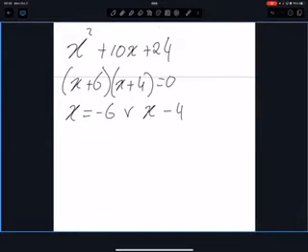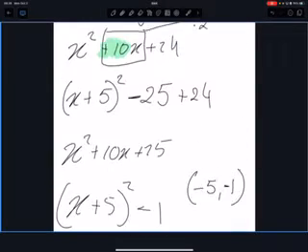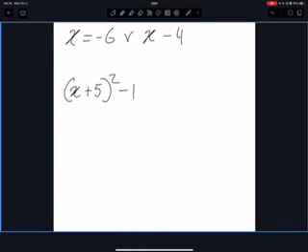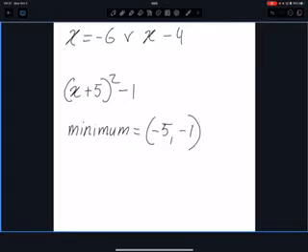And now I need to find the minimum or maximum. Well, this is a minimum. This is a smiley. You know it in advance. Completing the square. X plus 5 squared minus 1. Do as if we did all of this again. Yes? Minus 1. So the minimum is where? At -5, -1.